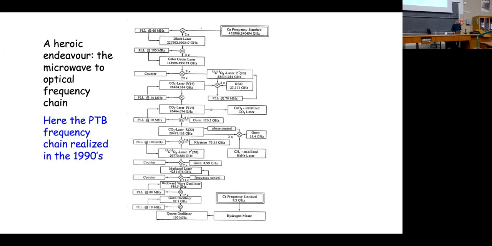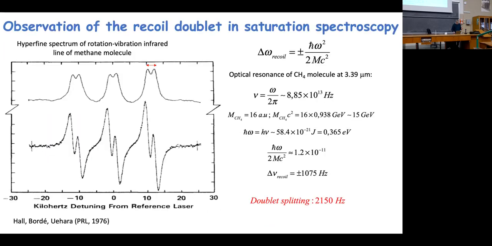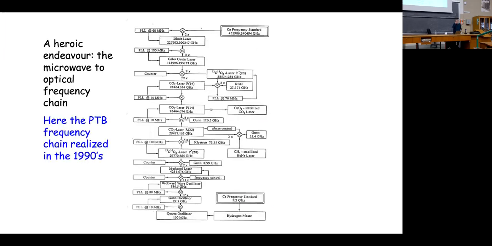So of course, the big challenge was to measure the frequency. And it was before the frequency combs. And at that time, back in the 1970s, the only way to measure the frequency of an optical transition was to build a chain, a very complex chain, which was bridging the gap between the microwaves, the cesium clock, and the optical frequency. And I give you here an example of this kind of chains.